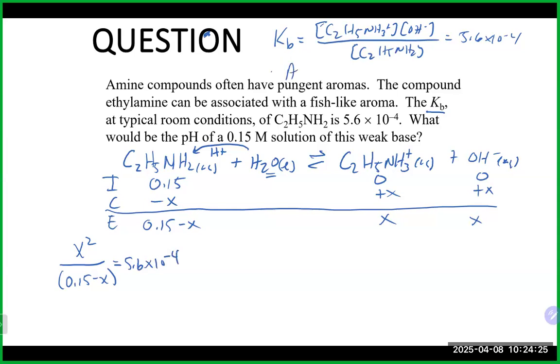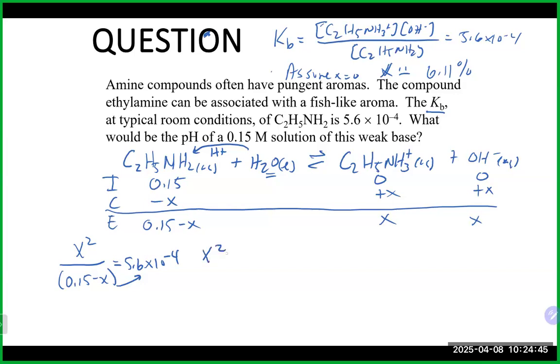You could assume x is approximately 0, and if you check it, it is a bad assumption. Here it's like 6.11%, I think, which is not so good. So we do need to use the quadratic on this one. We're going to multiply that to the other side.